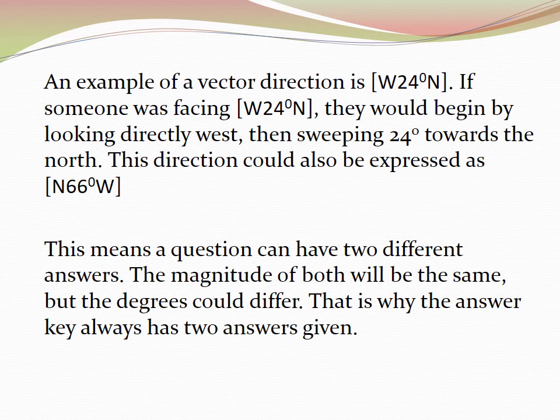This means a question can have two different answers. The magnitude of both will be the same, but the degrees could differ. That is why the answer key always has two answers given.